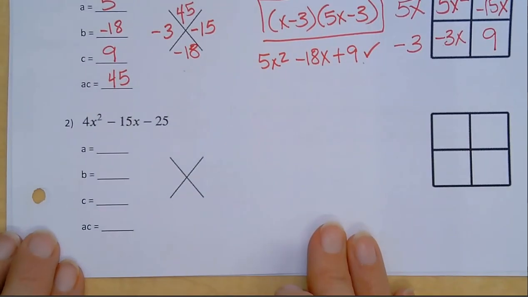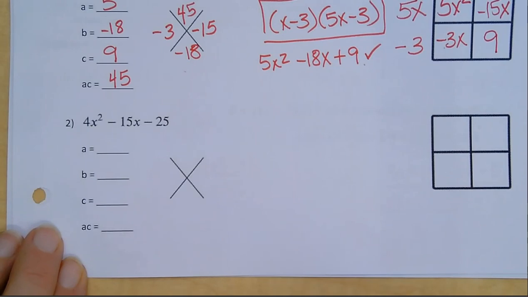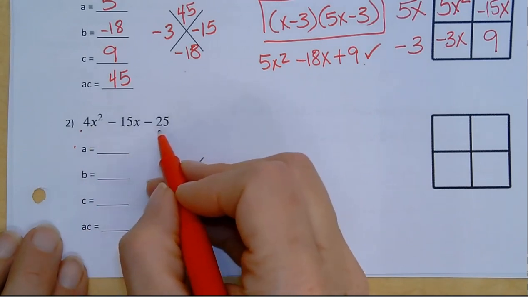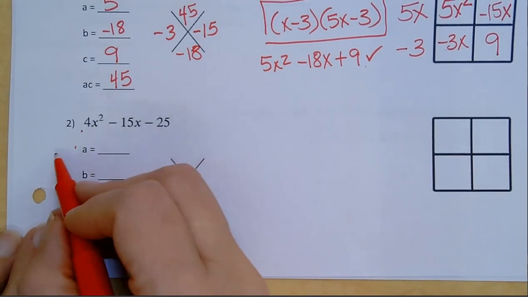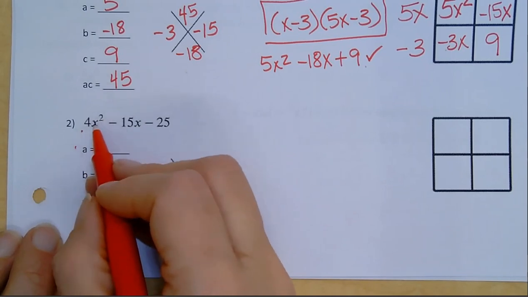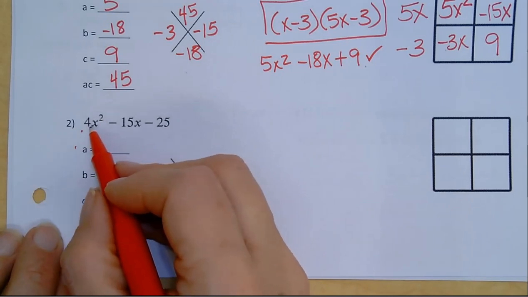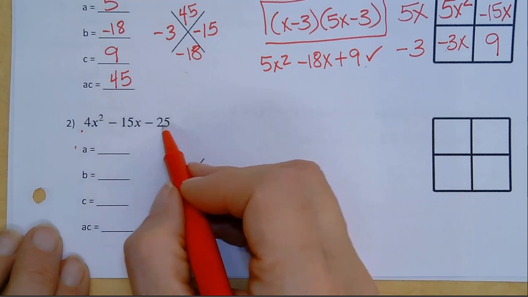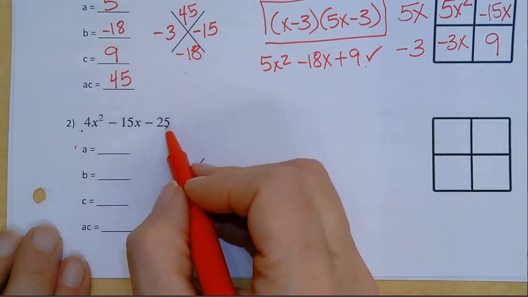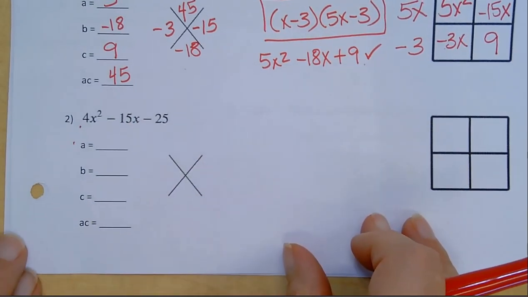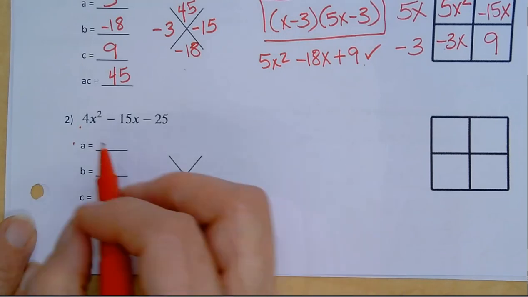All right, 4x squared minus 15x minus 25. I do not see a common factor. I do see some perfect squares, right? So let me just see if it's a perfect square trinomial. 4x squared is a perfect square, 25 is a perfect square. The square root of 4x squared is 2x, square root of 25 is 5, so 2x times 5 would be 10x, and 10x doubled would be 20x. So that center term doesn't work out. It's not a perfect square trinomial. That would have been nice, but no.